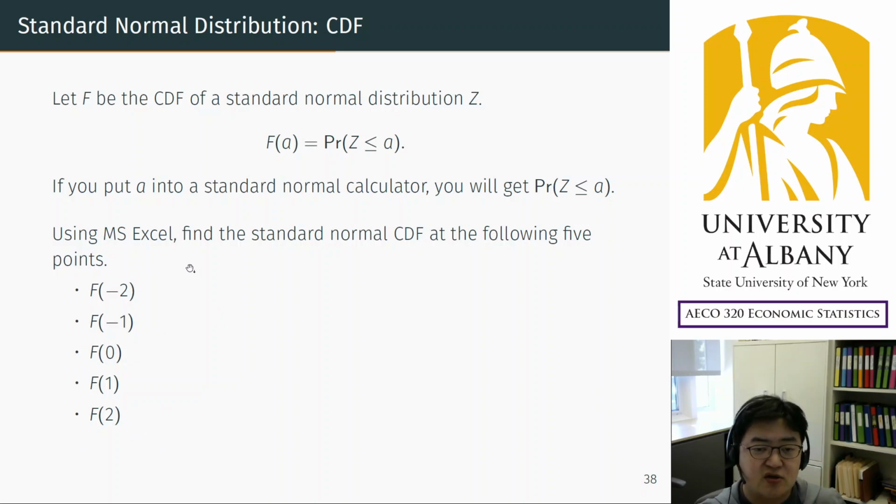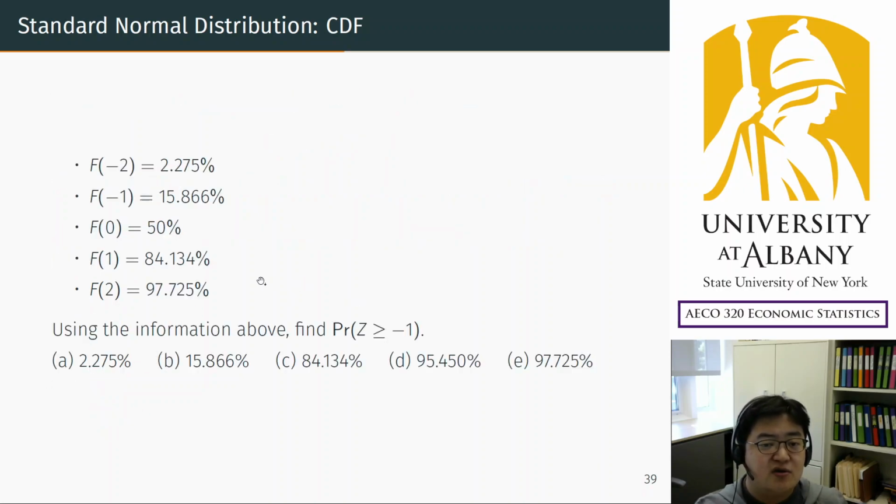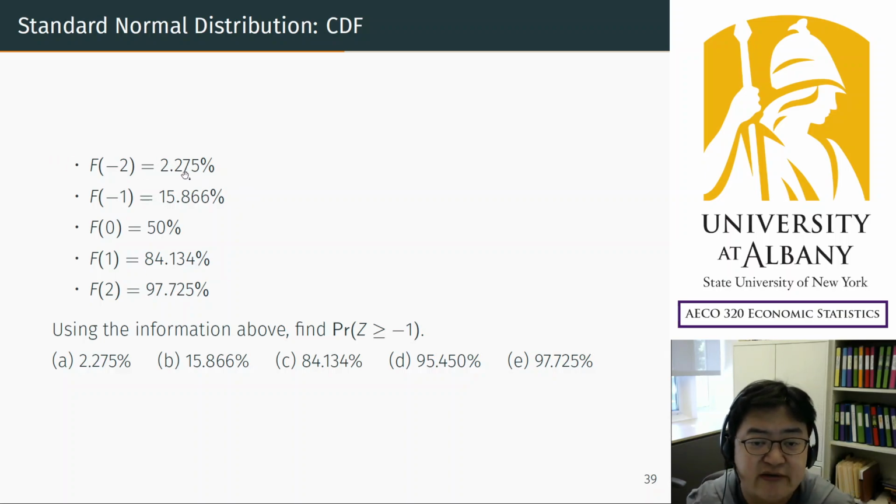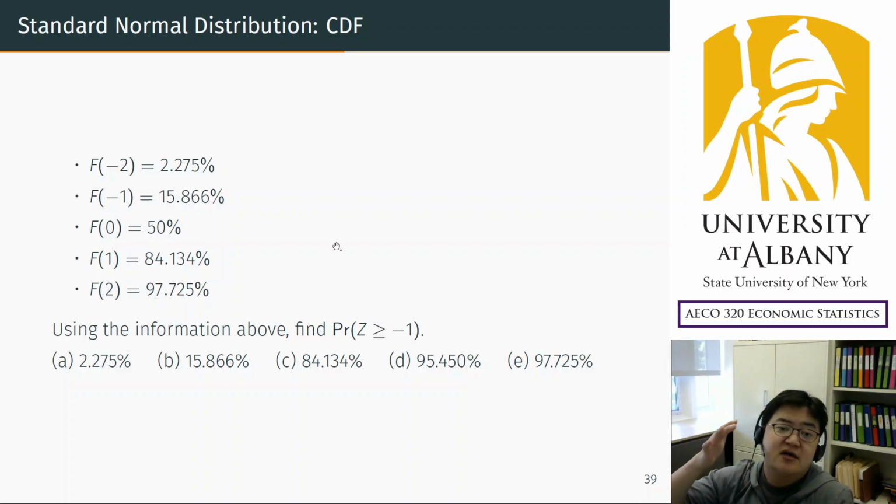If you are not good at Excel, do this practice, and then you must be able to find those numbers, probabilities, pretty simple. And now remember, it is cumulative probability, so 2.275% is the probability smaller than -2, and it is the probability smaller than -1, smaller than 0, smaller than 1, smaller than 2. It is always defined as the probability smaller than the number.